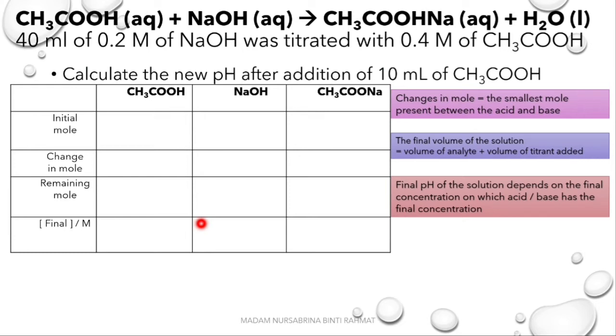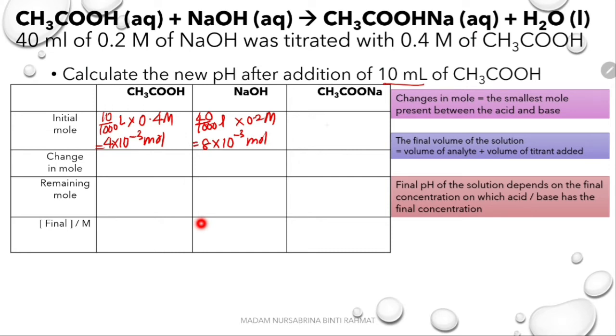Okay, so let's calculate the initial mole of our ethanoic acid. We add 10 ml, so 10 over 1000 liter times 0.4 molar, which is equivalent to 4 times 10 to the power of negative 3 mole. My NaOH is 40 over 1000 liter times the concentration 0.2 molar, which is equal to 8 times 10 to the power of negative 3 mole.